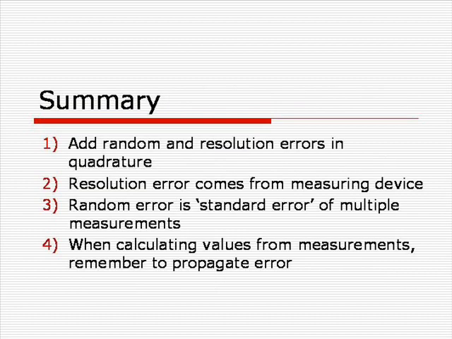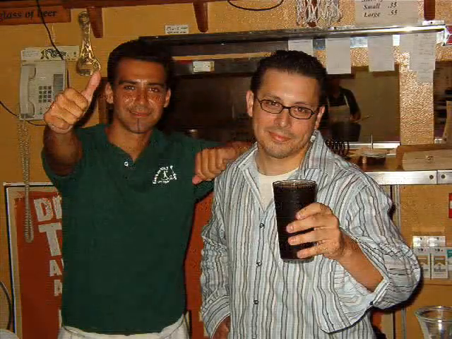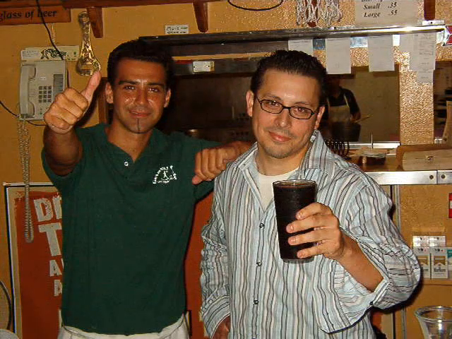In summary, remember that to find the total numerical uncertainty in a measured quantity, add the resolution and random errors in quadrature. The resolution error is obtained from the measuring device, and the random error is the standard error of multiple measurements. When you calculate another value from measured quantities, you must also propagate the error. With these rules in mind, you'll be well prepared for your physics labs and for trips to the getaway.